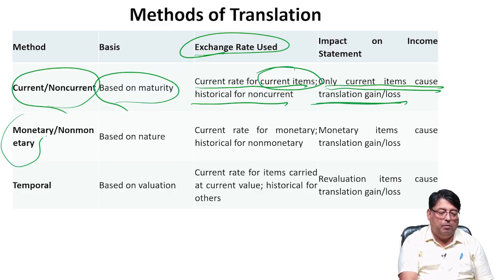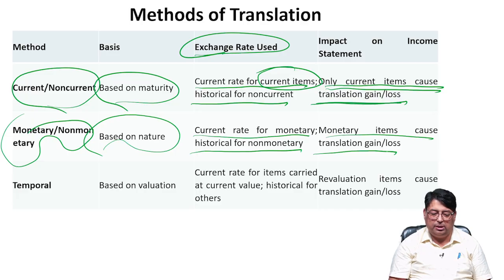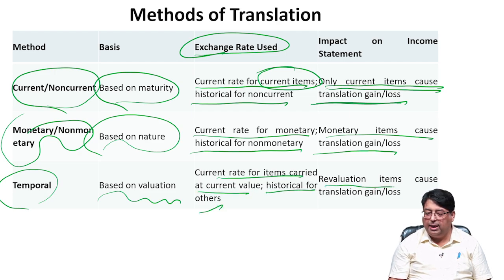The other method is monetary and non-monetary, which is based on nature, that is current rate for monetary and historical rate for non-monetary. Now, monetary items are those assets which can be converted into cash, primarily again the current assets and non-current assets. So, monetary items cause translation gains and losses. Temporal method is based on valuation: current rate for items carried at current value, historical rate for others. So, revaluation items cause translation gains and losses.